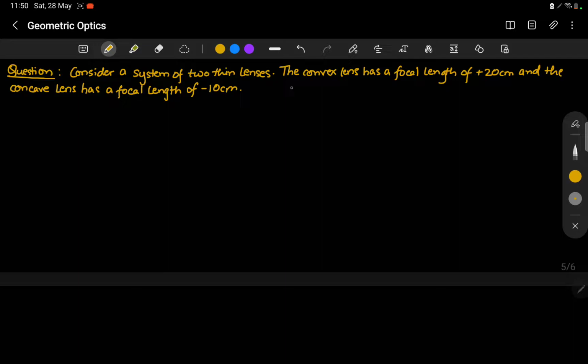So from the sign convention, the convex lens would have a focal length having positive value and the concave lens would have a focal length having negative value. The two lenses are separated by 8 centimeters, so they are not placed in contact with each other. There is some separation between them.